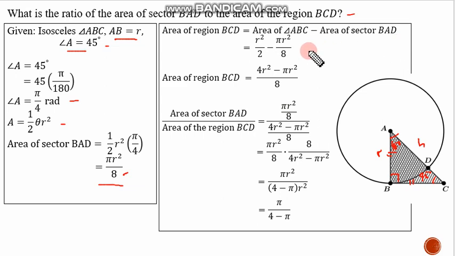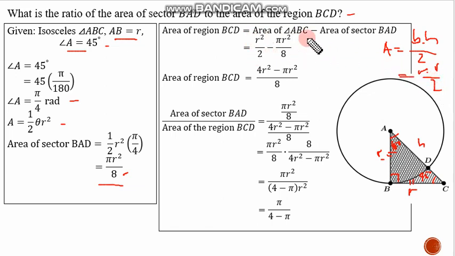Now, let's get the area of the triangle ABC. If you remember, the area of a triangle is equal to base times height over 2. So the given here is AB, or the height is r, the radius. Since this is an isosceles triangle, the two legs are congruent, so this is also r. So therefore, this is r times r over 2. So r times r is r squared over 2.